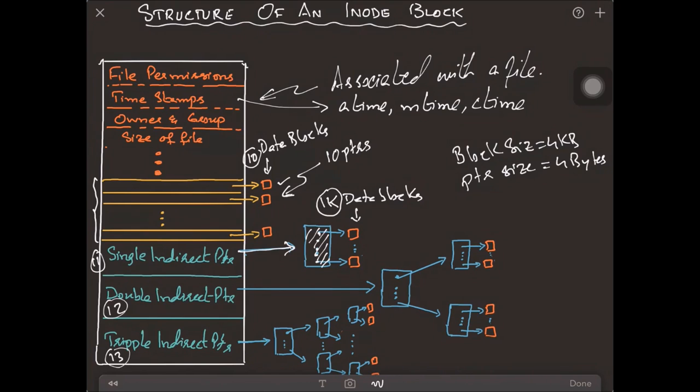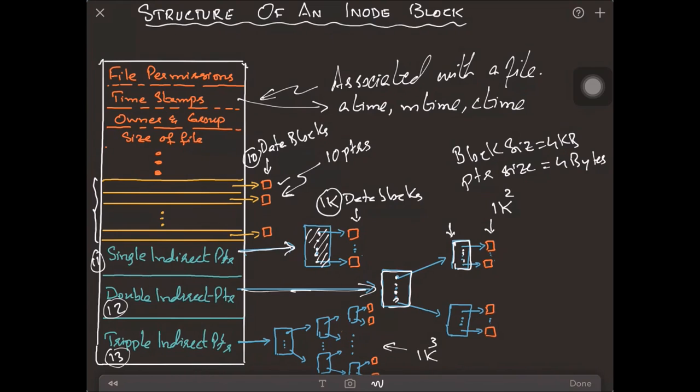Similarly, we have a double indirect pointer. This double indirect pointer points to a block which contains pointers, and these pointers further point to blocks which point to data blocks. So we have about 1K blocks over here which point to 1K square data blocks. In the same fashion, in the triple indirect pointer we have 1K cube data blocks.